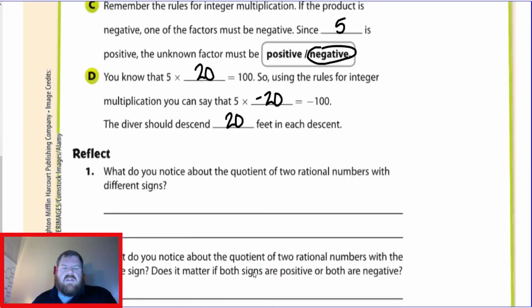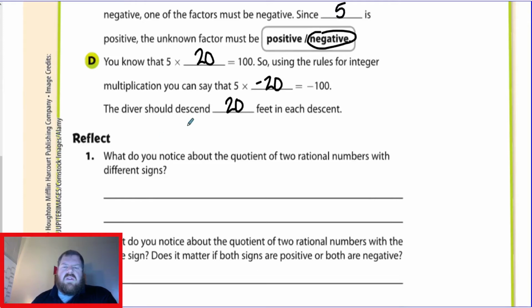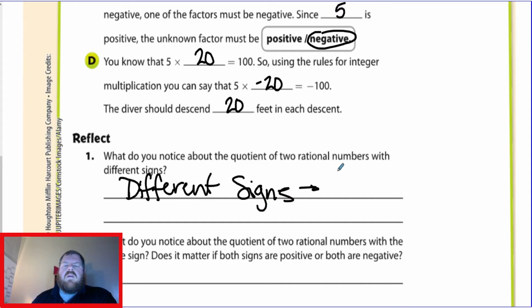So it says, what do you notice about the quotient of two rational numbers with different signs? Just like this problem here, different signs are going to give us a negative answer, or a negative quotient.